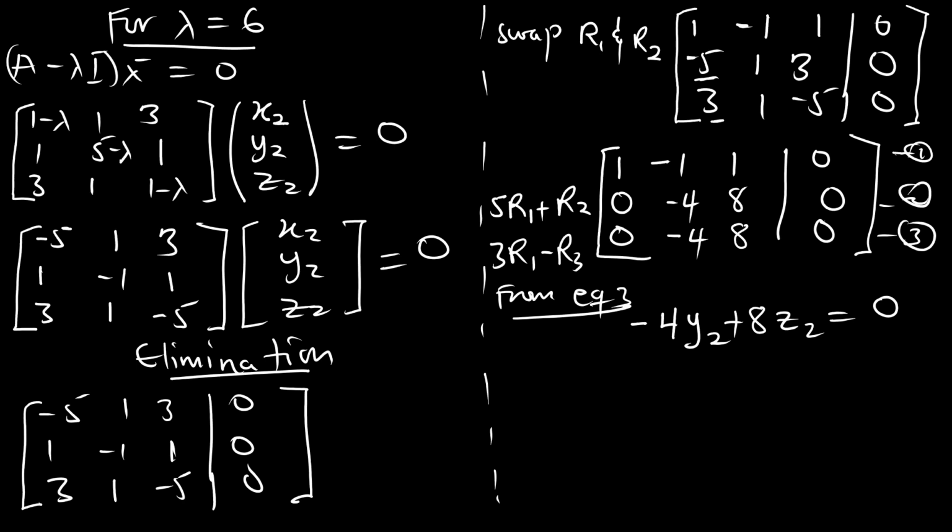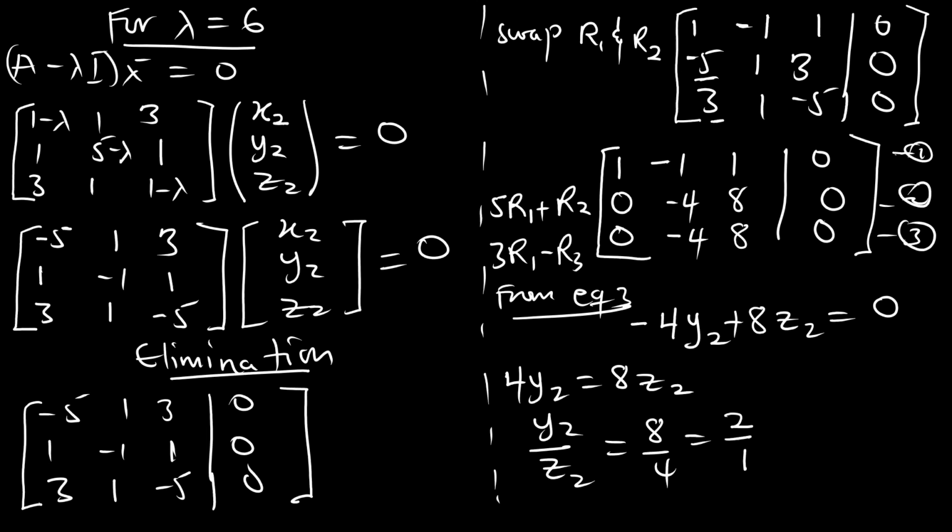This implies that my 4y2 can be equal to 8z2. Is that right? Yes. Meaning y2 on z2, that is going to give me 8 on 4. And this can be 2 on 1. Meaning the value for y2 is 2 and for z2 is 1. So I can make here y2 is 2 and z2 is also 1. Now I can put in this value into equation 1 and get the value for x2.